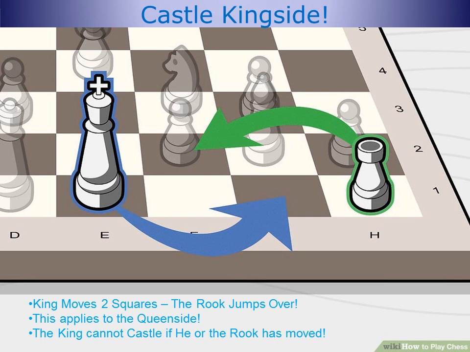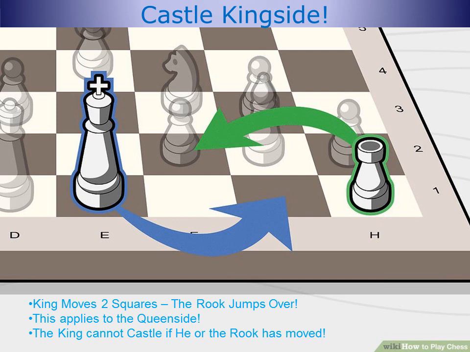You can't castle in check. So if someone checks you, you can't castle to get away from it. So can't castle in check, can't castle through check, can't castle to a square that's checked. Can't castle if the king has moved, can't castle if the rook has moved. The king moves 2, the rook jumps over. Then that applies to the king side or the queen side.